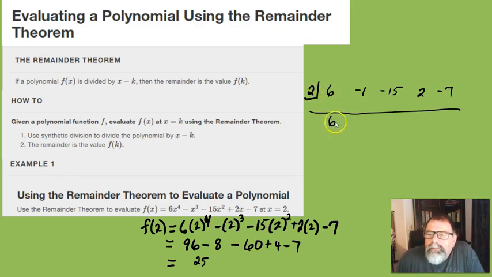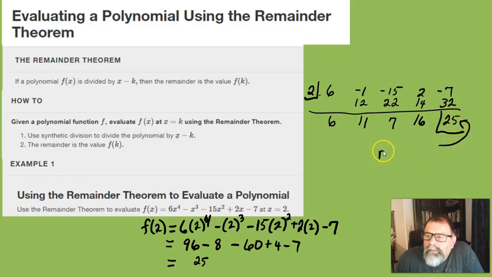Bring the first term down. 2 times 6 is 12. Add down the column. 2 times 11 is 22. Add down the column. 2 times 7 is 14. 14 plus 2 is 16. Times 2 is 32. And 32 minus 7 is 25. And you can see that this is the remainder, which is equal to 25, and by the Remainder Theorem, that's equal to f of plugging in this number. So f of 2 is 25.